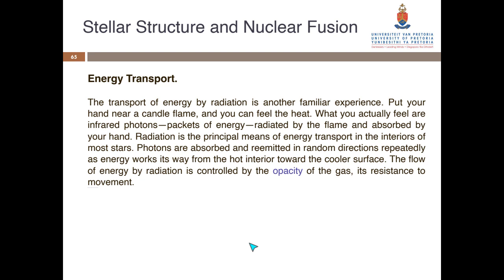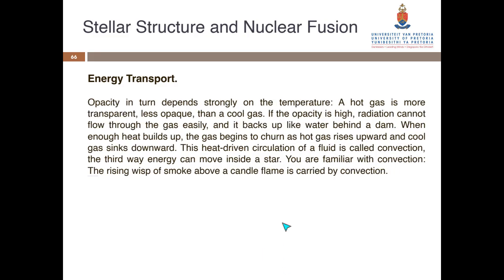Photons are absorbed and re-emitted in random directions repeatedly as energy works its way from the hot interior towards the cooler surface. The flow of energy by radiation is controlled by the opacity of the gas, its resistance to the movement of radiation. Opacity in turn depends strongly on temperature. A hot gas is more transparent, less opaque, than a cool gas.